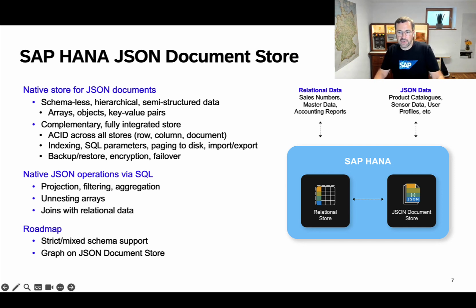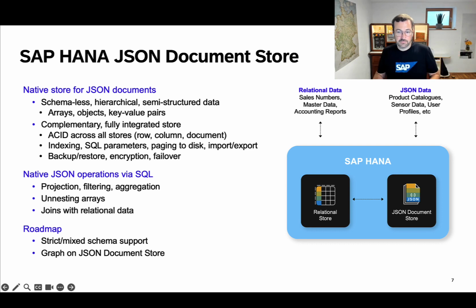Looking at the roadmap for the upcoming year, there are major topics on the horizon. First, being able to build graphs upon JSON documents. So far, our graph engine only works on relational data. However, supporting the JSON Document Store offers new possibilities for conveniently modeling heterogeneous graphs.